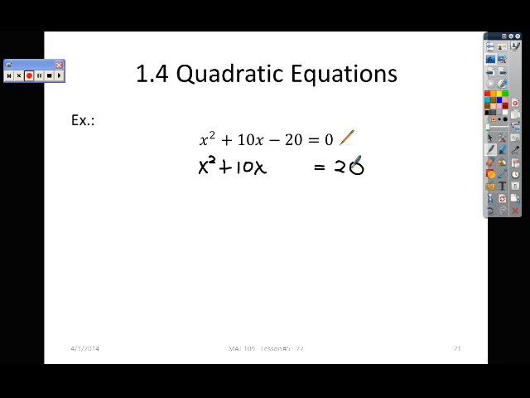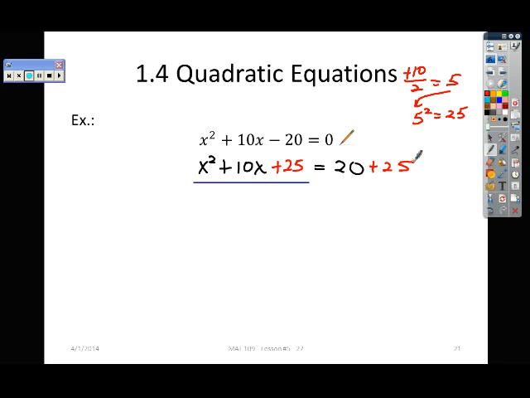Now I'm going to look at this coefficient of the x. That's plus 10. I'm going to take plus 10 and divide it by 2. Then I'm going to take that and square it. So take half of that number and square it. That's 25, so add 25 to both sides. Still balanced, still true, because I added the same thing to both sides.